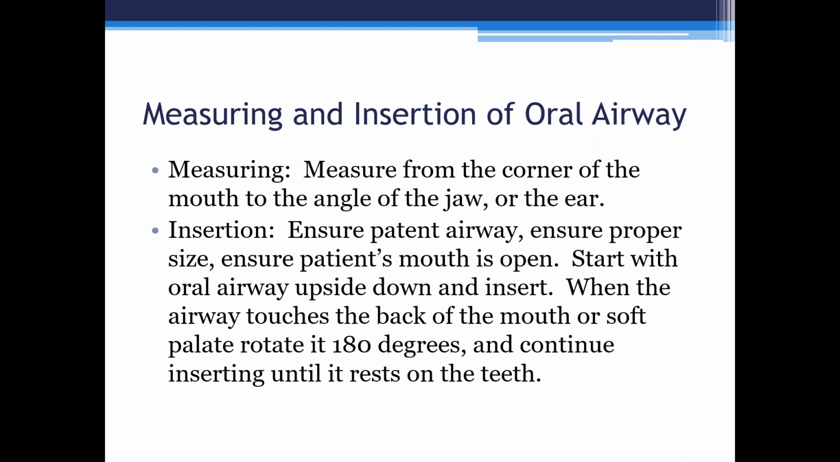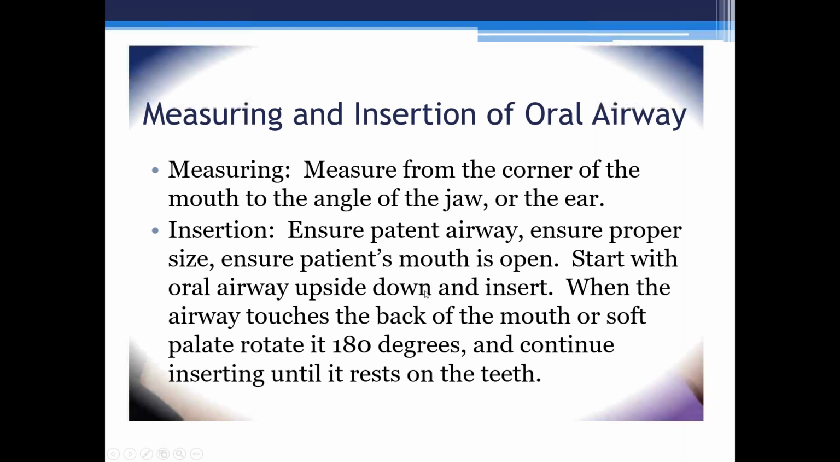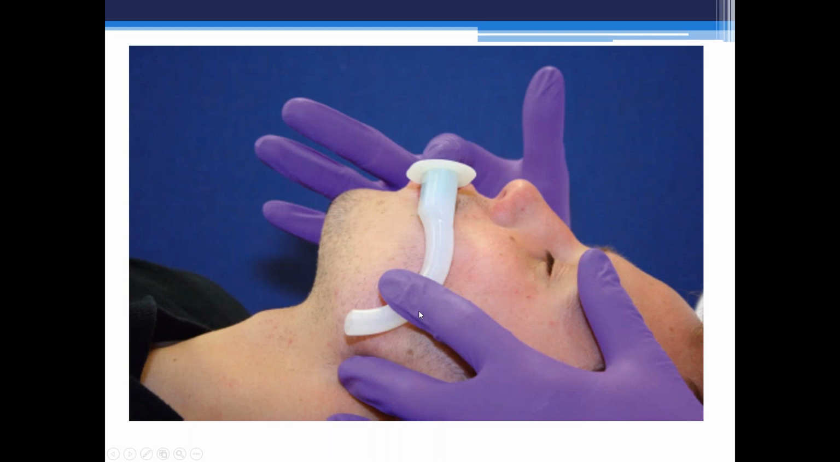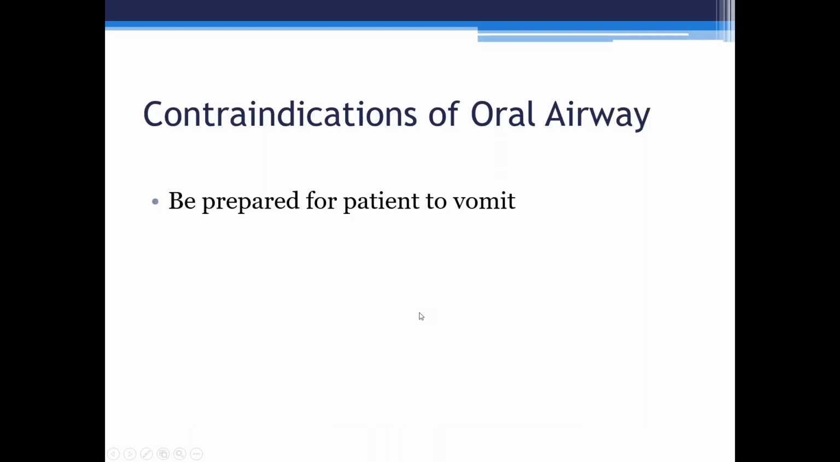Start with that oral airway upside down and insert. When that airway touches the back of the mouth or that soft palate, rotate it 180 degrees and continue to insert until it rests on the teeth. So there, we're measuring the corner of the mouth to the angle of the jaw. And I will demonstrate this too when we meet for lab session.